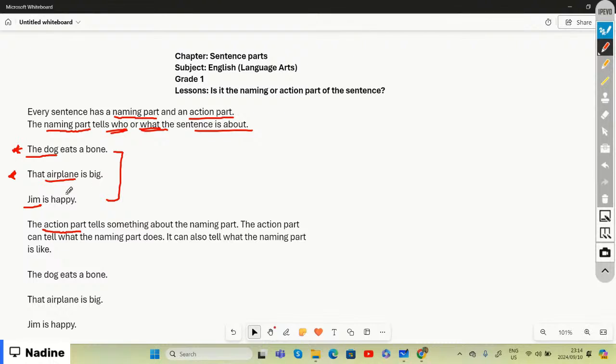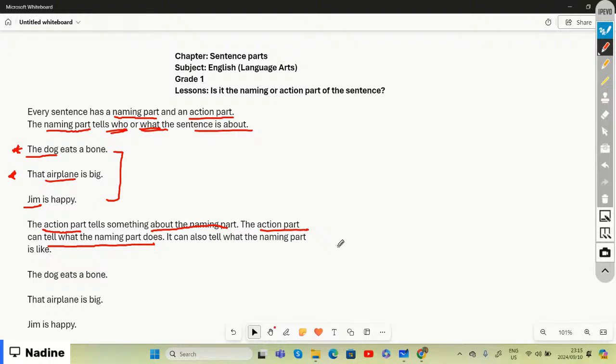And the action part of a sentence tells something about the naming part. What does it tell us about the naming part? It can tell what the naming part does. So let's say, for example, Jim is happy or Jim is laughing. Jim would be our naming part, but the action part tells us what Jim is doing. It's telling us what the person, what the thing, what the animal is doing within that specific sentence.